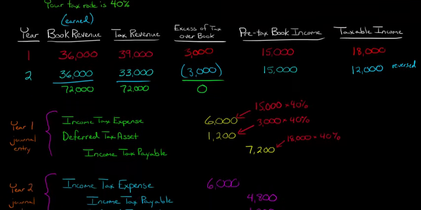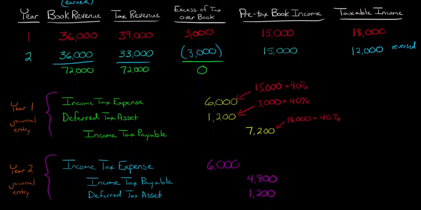Now, in period 2, this is going to reverse, right? So income tax expense is still going to be $6,000. Why? We take our pre-tax book income of $15,000, so we get $15,000 times 40% again. Now, for the tax payable, the actual check we're cutting to the IRS, if we can think about it like that, we say, okay, well now it's $12,000. 12,000 times 40%. So now we're in a situation where it's flipped. Our tax payable is actually lower than our tax expense. It's $4,800 instead of $6,000.